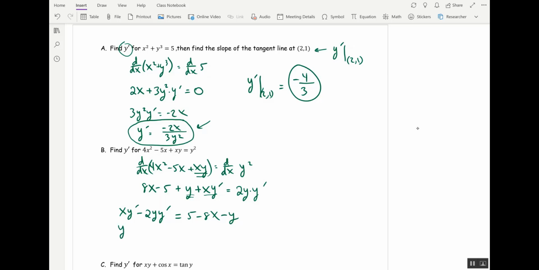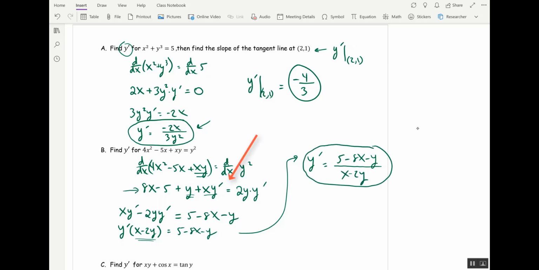Factor the y prime out of the left, so there's only a single y prime: x minus 2y. The right just stays the same, 5 minus 8x minus y. And then finally, to isolate y prime, I divide both sides by anything that's being multiplied by y prime, in this case x minus 2y. So I'm going to move up here and write my final answer. y prime is (5 minus 8x minus y) divided by (x minus 2y). You can see that taking the derivative was actually pretty quick, but it's the algebra that takes the longest time, solving for y prime.